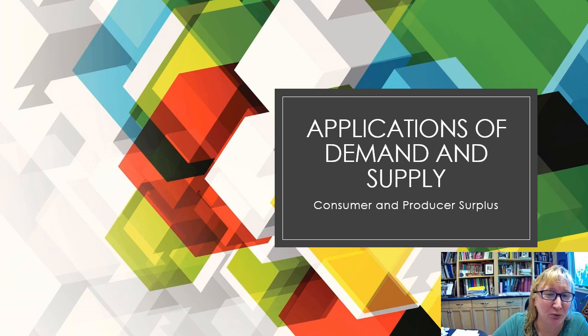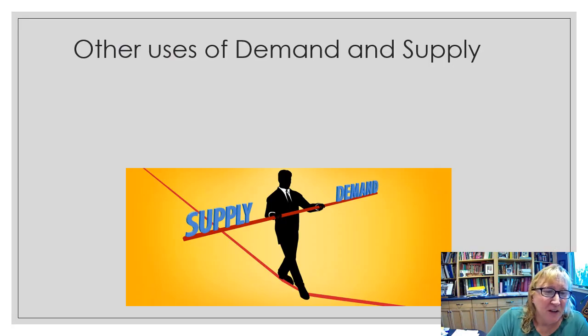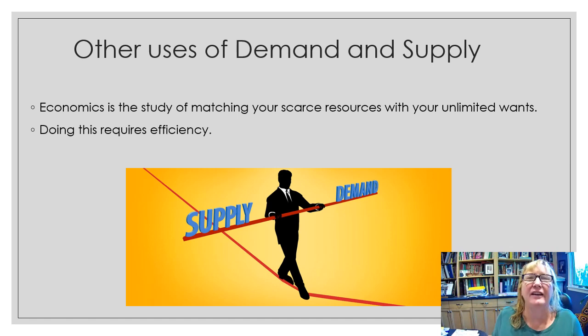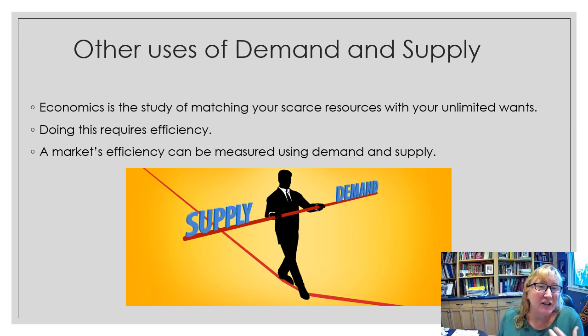Welcome back. So today we're going to talk about the applications of demand and supply, specifically about consumer and producer surplus. We've talked about the fact that economics is the study of matching scarce resources with unlimited ones, right? And to do that, you need to be efficient. And so one of the uses of demand and supply is that we can use them to measure a market's efficiency.